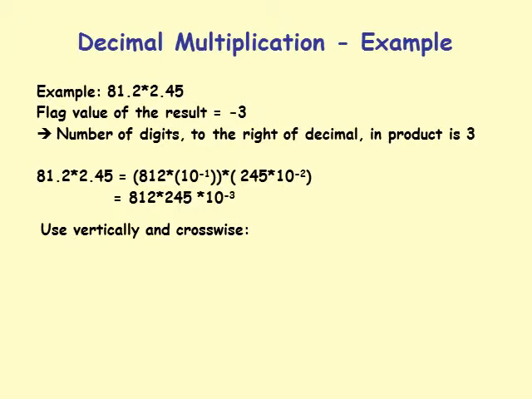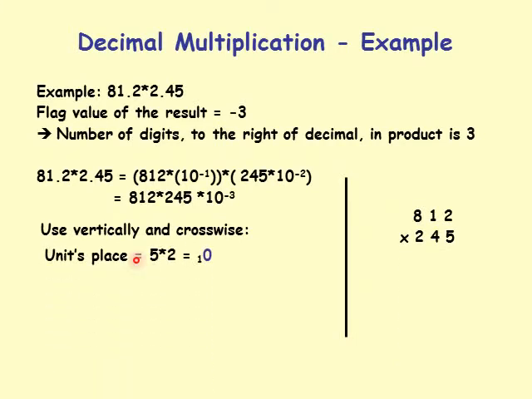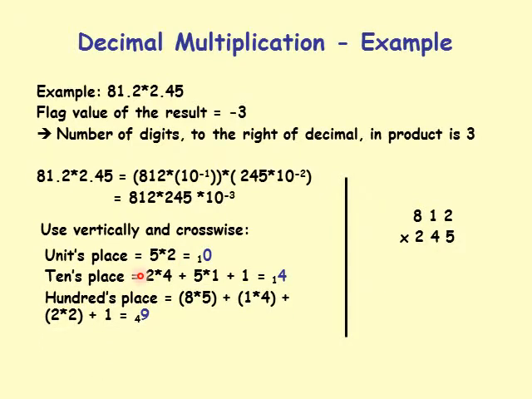Okay, let's continue here. Use vertically and crosswise to multiply 812 times 245. The first digit, on the unit place, is 5 times 2, 10. Use 0 and carry 1. The tens place is vertically and crosswise added. So 1 times 5 is 5, 2 times 4 is 8. Add them together, 13, and plus 1, 14. So we would use 4 and carry 1.